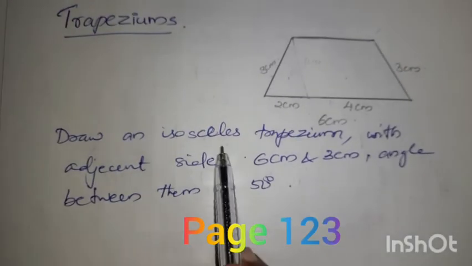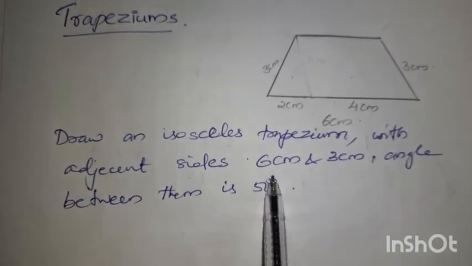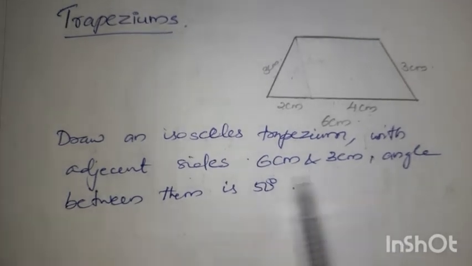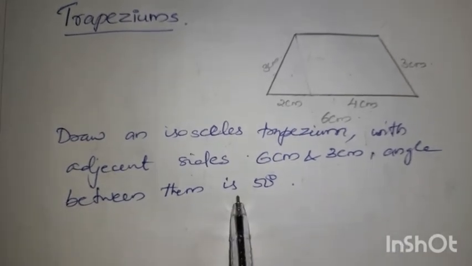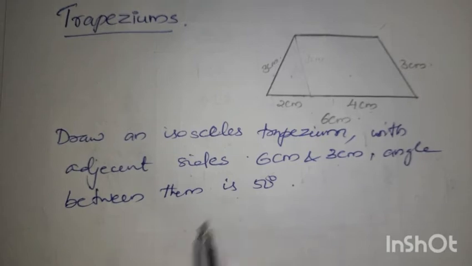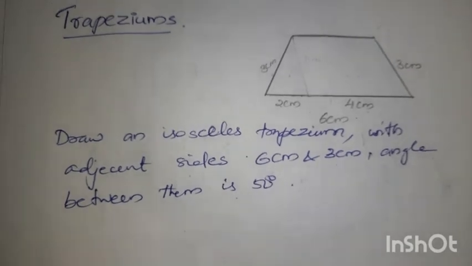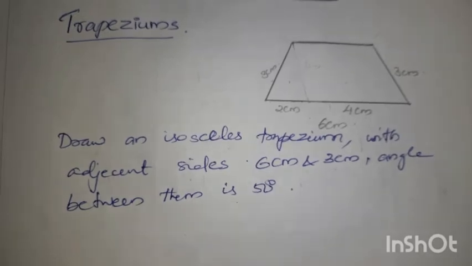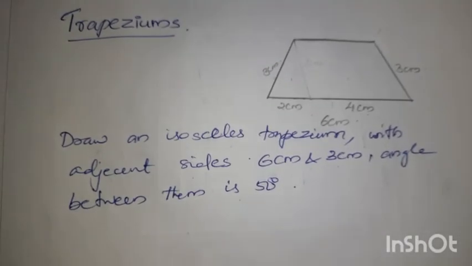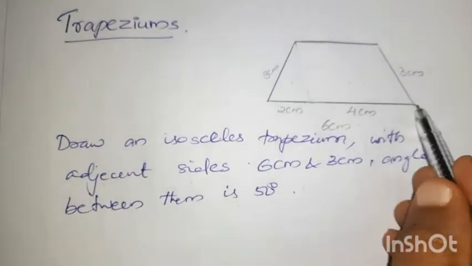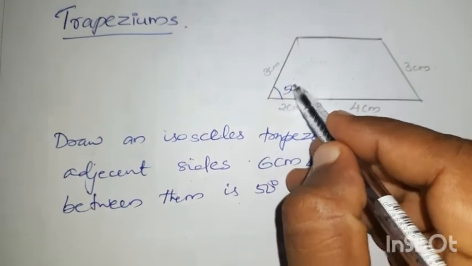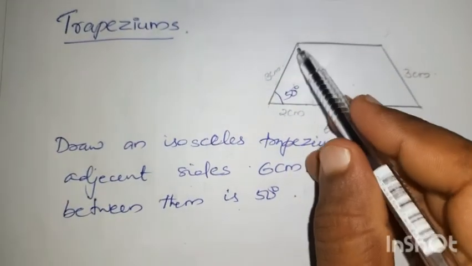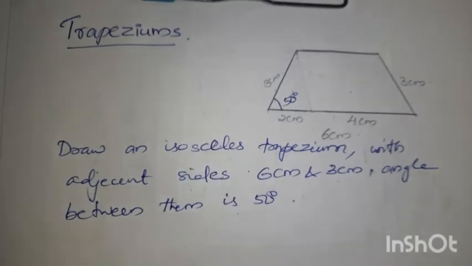Draw an isosceles trapezium with the adjacent sides 6 centimeter and 3 centimeter, and the angle between them is 50 degree. So see how to draw that one. First of all, you have to draw a 6 centimeter line, then take angle 50 and mark 3 centimeter. So this is 6 centimeter, keep the angle as 50 degree, then take 3 centimeter and complete the trapezium.